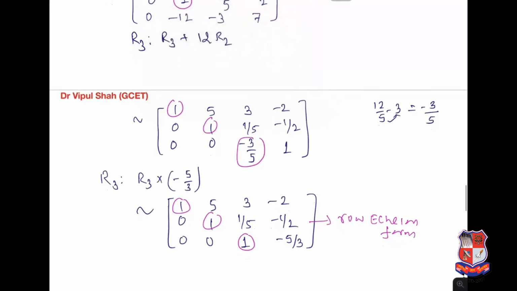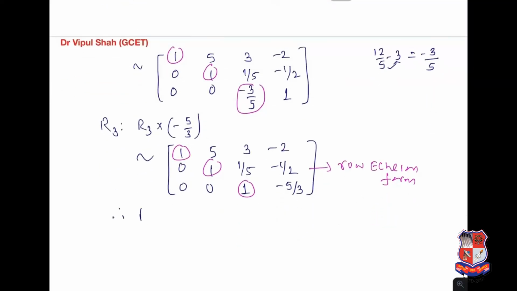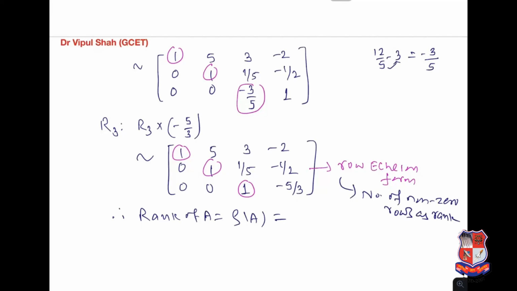And since it is in row echelon form, the rank of A is nothing but the number of non-zero rows. So rank of A is equal to the number of non-zero rows. There are 3 non-zero rows. Thank you.